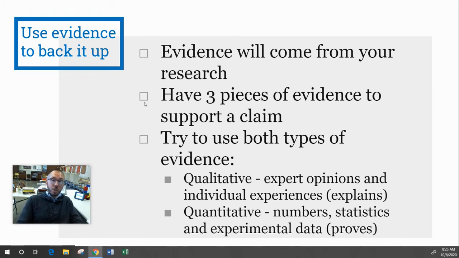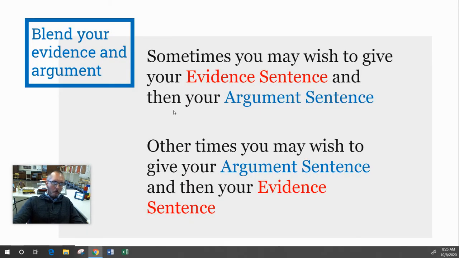So if I were your Judge Judy and all you brought to the table was qualitative expert opinions, I'd be like, what are you going to prove to me? And so I think trying to get a little quantitative number data to back up what you're saying, depending upon your topic, is a really good way to go. Now, how do I functionally write this?